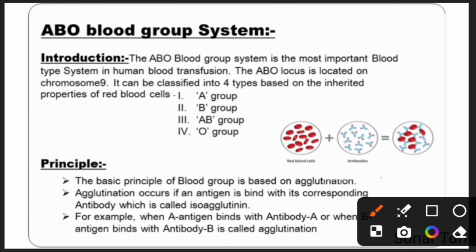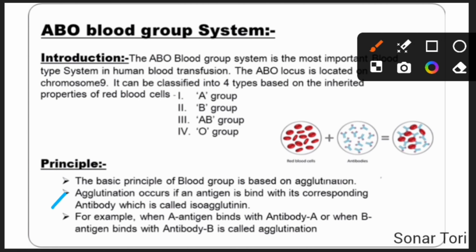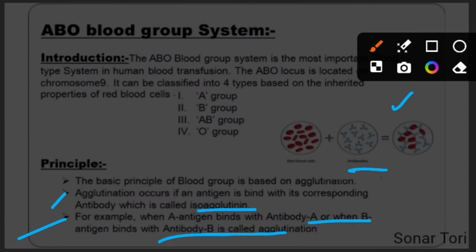Agglutination occurs if an antigen is bound with its corresponding antibody, which is called isoagglutinin, and this process is called agglutination. For example, when A antigen is bound with antibody A, or when B antigen is bound with antibody B, it is called agglutination. You can see in this picture there is a red blood cell and antibody in the plasma. When they are bound with each other, they form agglutination.